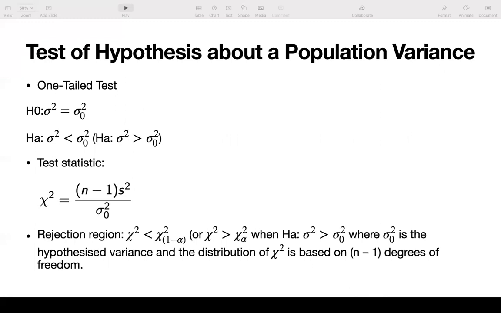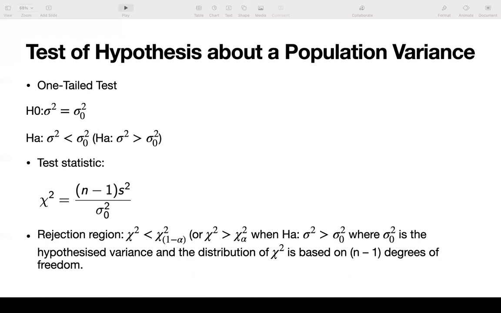So here's the test of hypothesis about population variance. Firstly, we again have the one-tailed test, and the null states that sigma square is equal to sigma 0 square. Here sigma square is the population variance, and we equate it with the definite value sigma 0 square. And the alternative states that sigma square is smaller than or larger than sigma 0 square.